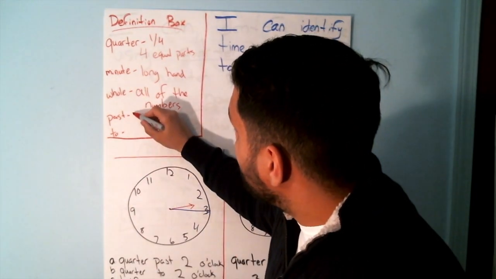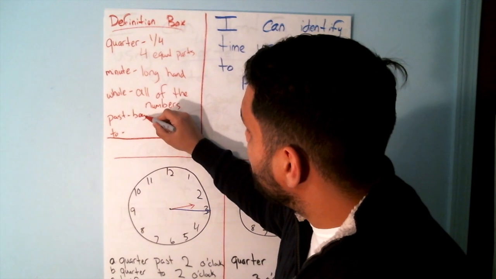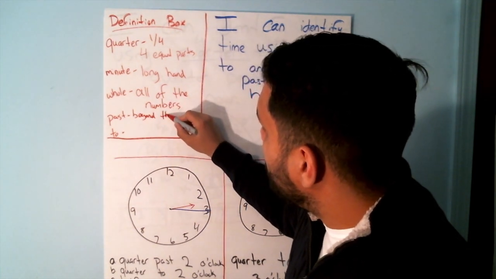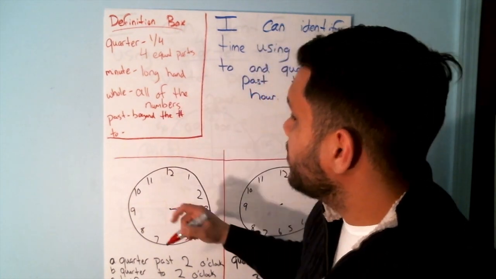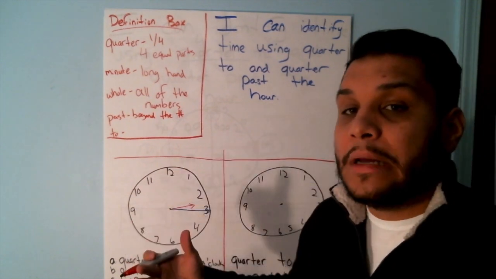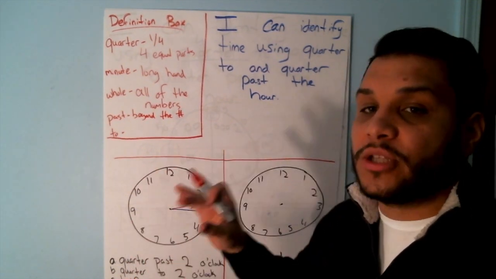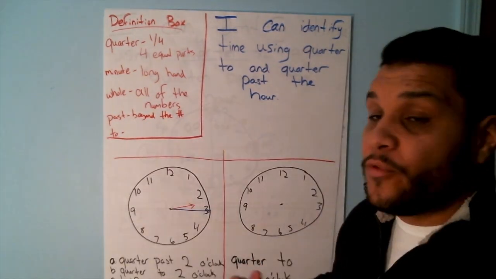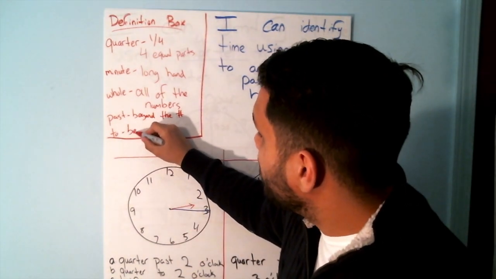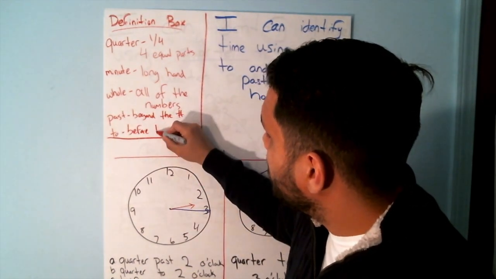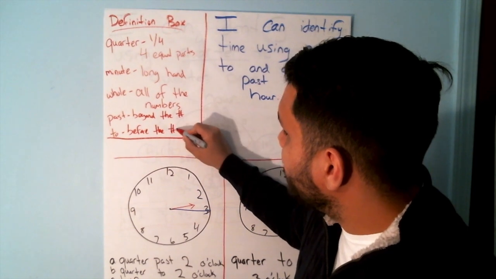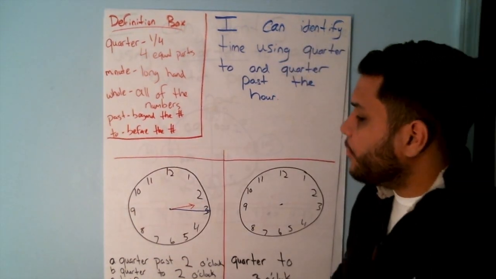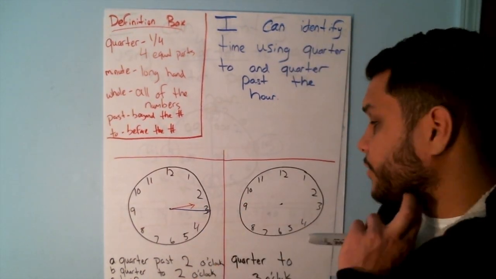So it's beyond the number. If I'm talking about 2, it means I have not reached it yet. So it's before the number. So now I want to move down to the work that we're going to be doing.